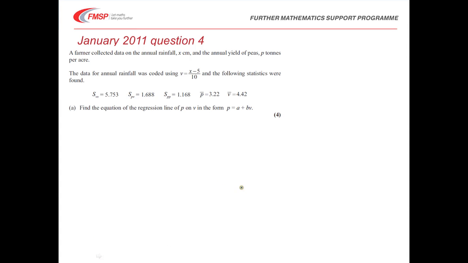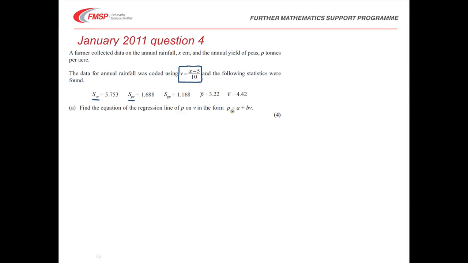So as always, a good starting point is to go into questions. So a farmer collected data on the annual rainfall x and the annual yield of peas p per acre, and we're given some data in terms of SVV, SPV and so on, and we're told that V is equal to (x minus 5) over 10. It has already been coded.